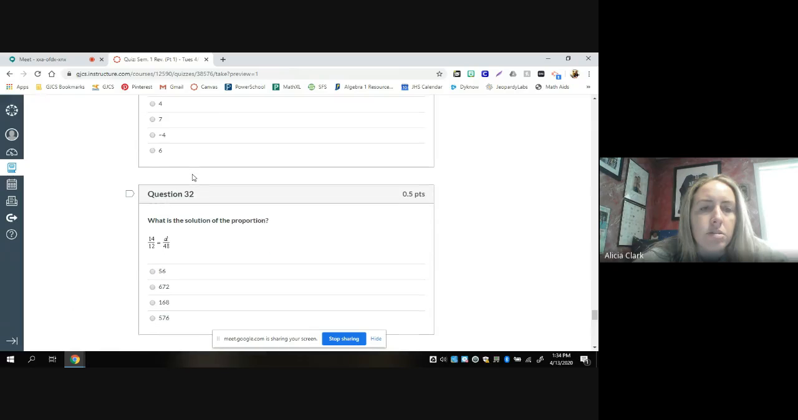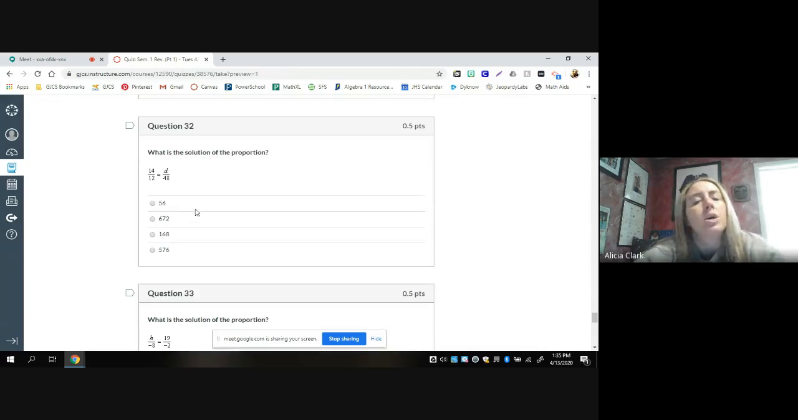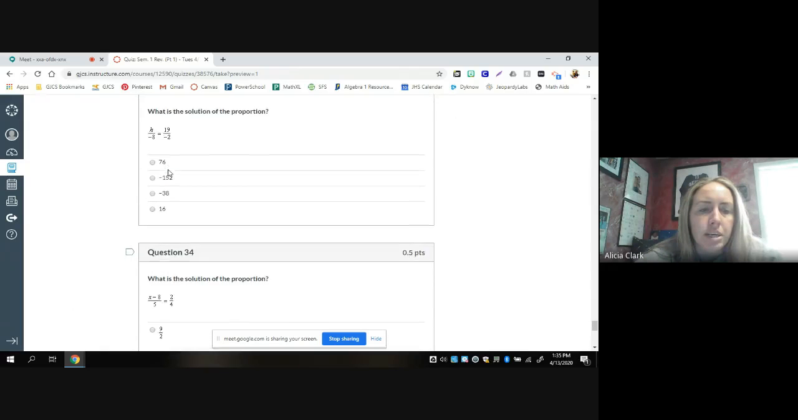You're going to get into some multi-step stuff like this one, where you have to do distributive property and then get the variable by itself. When you get down to the proportion questions, remember how to cross multiply. You would take 14 times 48, or sorry, set that equal to whatever 12 times d is, and then you would solve for the variable. So that is all just cross multiplying.